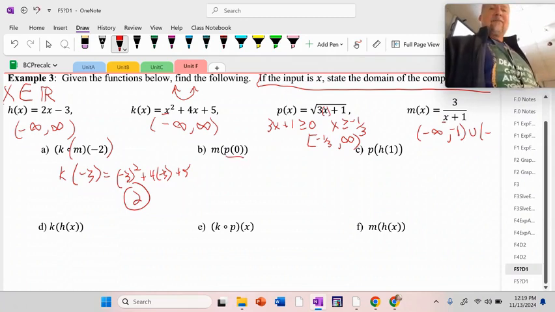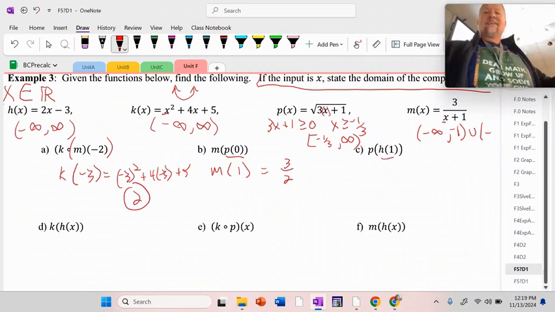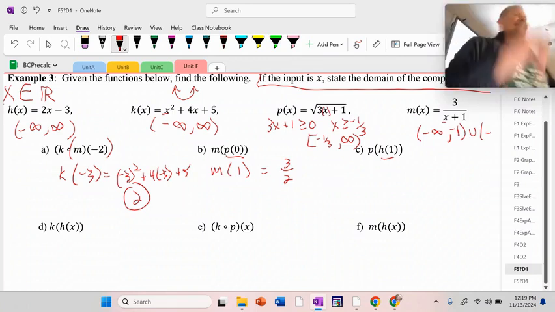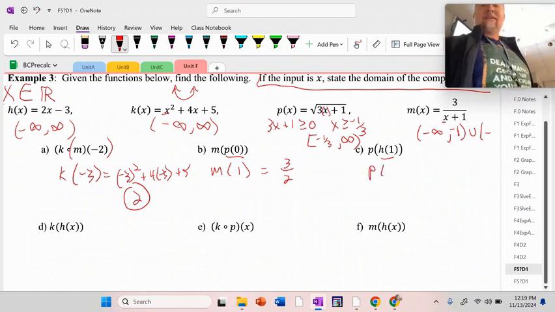P of 0. What's 3 times 0 plus 1, and then the square root? 3 times 0 is 0, 0 plus 1 is 1, square root of 1 is 1. This ain't no thing. And then what do you end up getting there? 3 halves. This is ridiculously easy. Why are you even doing this? Oh no, fractions. No calculator? What's 1 plus 1? 2. 3 halves.